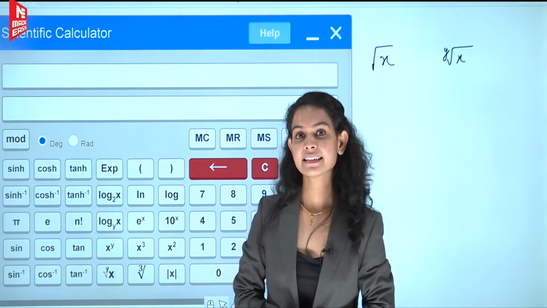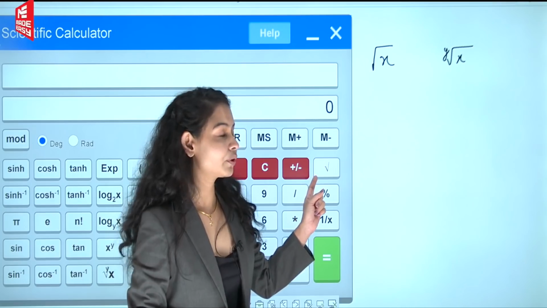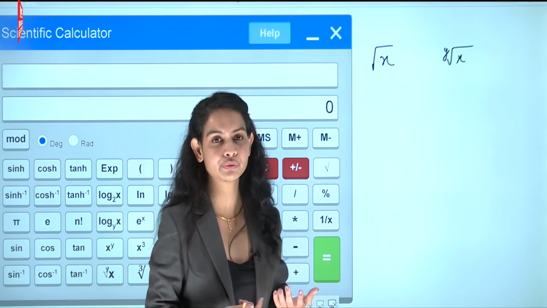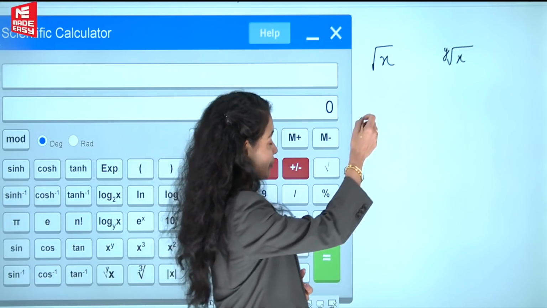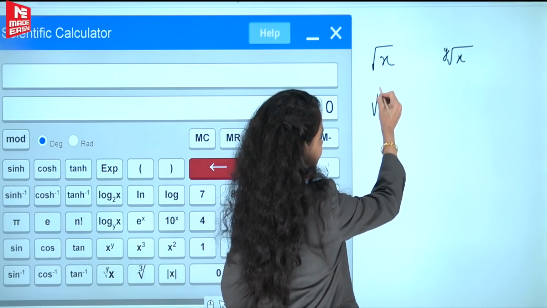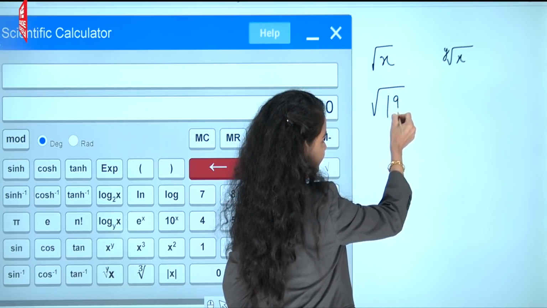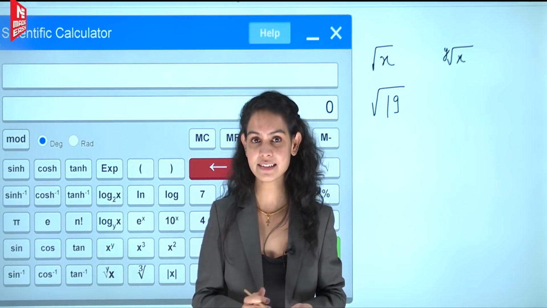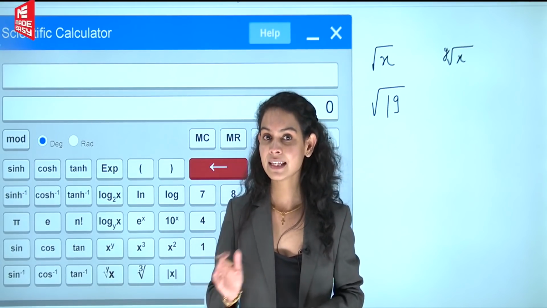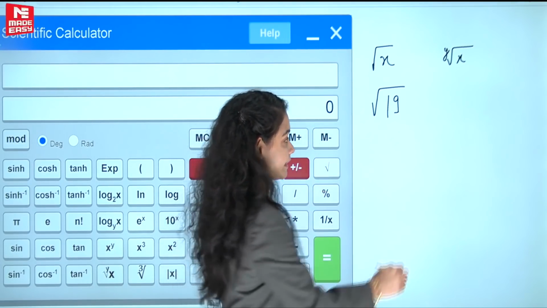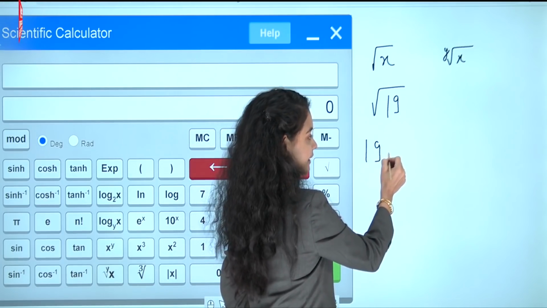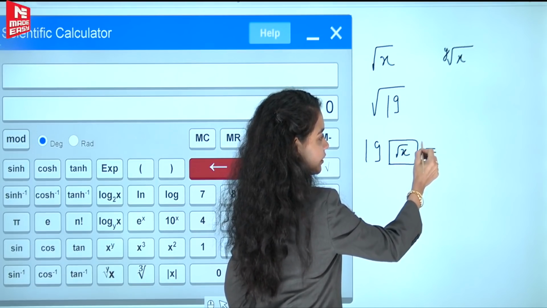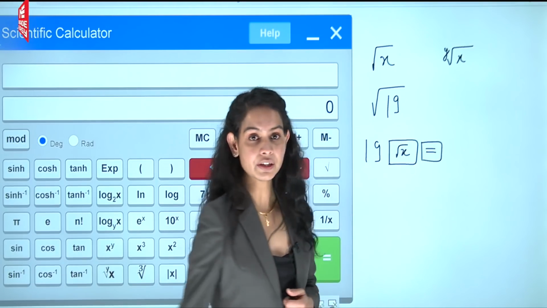Now next let us see the under root value, the square root, or finding the yth root of x, any other like cube root, fourth power, etc. So for this, let us say we need to calculate under root of 19. Algorithm will again be the same. First enter the value of x, then the function value, and then press equal to. Here the value of x is 19. So first enter 19, then the function value, which is under root of x, then press equal to, and then you will get your answer.